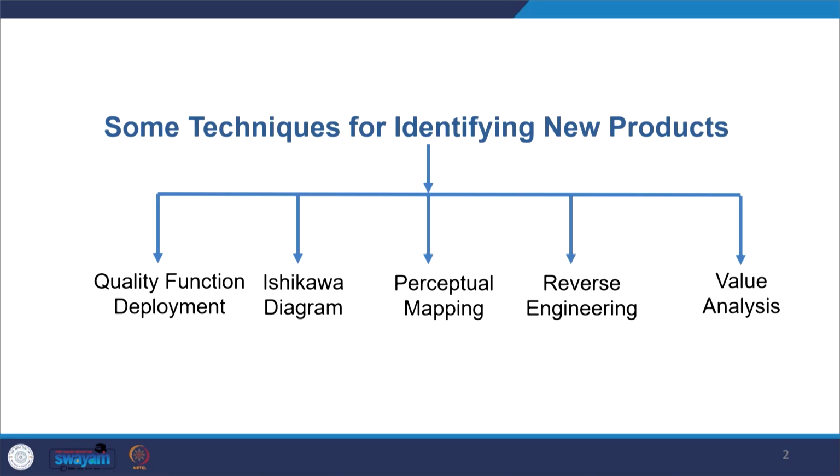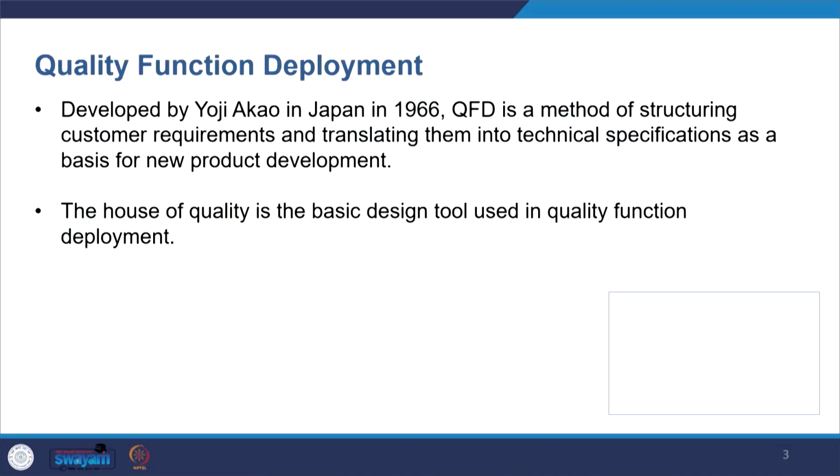Then you have the Fishbone or Ishikawa diagram, perceptual mapping, reverse engineering, and value analysis. There can be many more methods, but I am talking about only a few important ones which are generally discussed, and they play a very significant role. So let us start with the first one, quality function deployment.